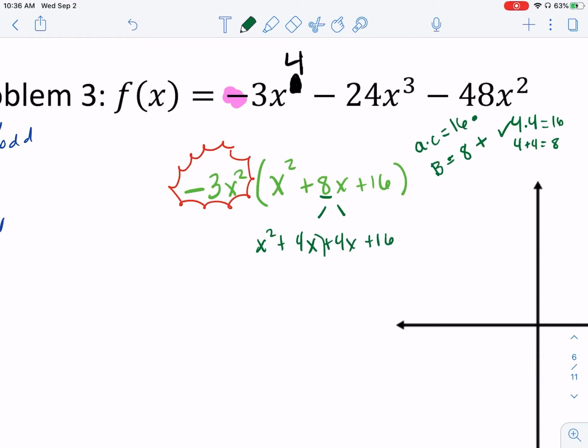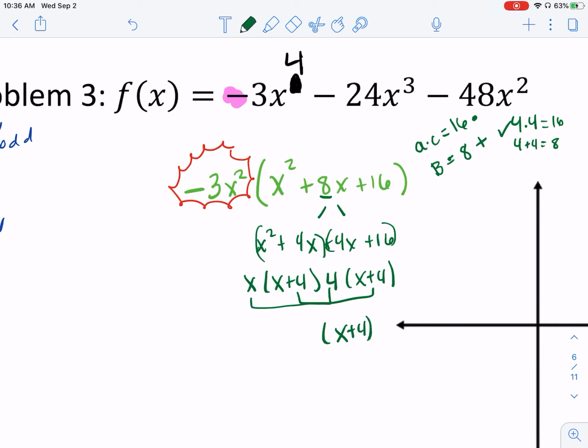Now that I'm here, I can go ahead and group. Pull out the greatest common factor from each of these. So here's just an x. That leaves me with x plus 4. Here's just a 4. That leaves me with x plus 4. We know that if these parentheses match, they become one of our factors. And those GCFs become the other factor.